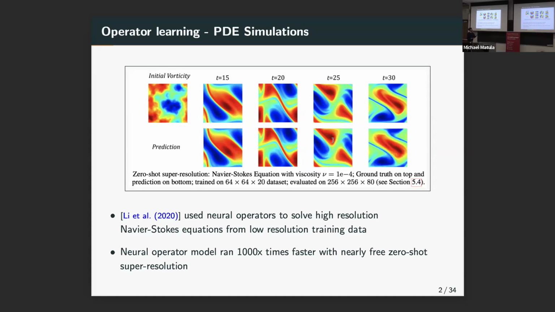The advantage here was that they were able to train this model. And once they've trained the model, you can amortize over that cost, and you can run the model as many times as you want, given as many initial conditions as you want. And it will produce these very high resolution simulations at a much lower computational cost.